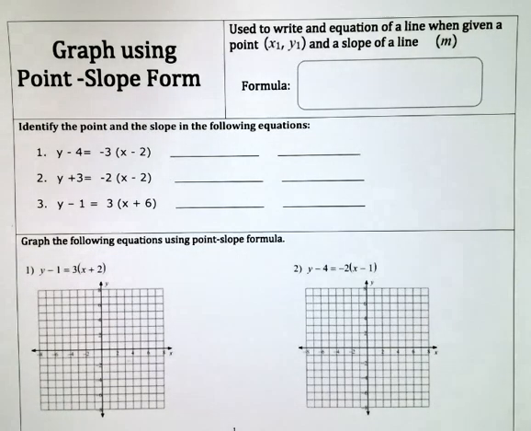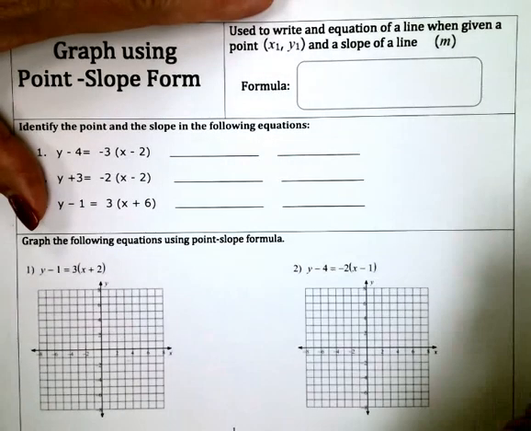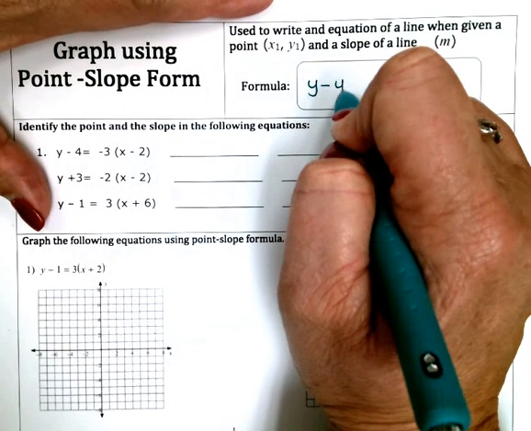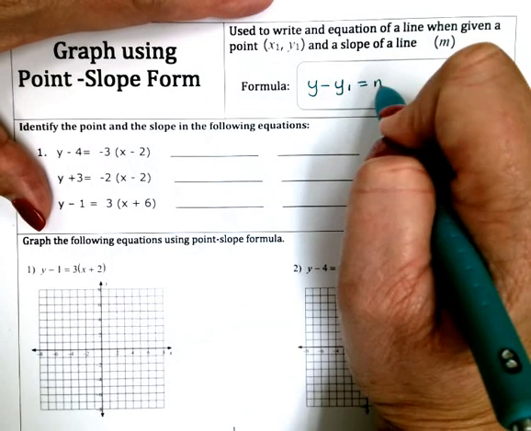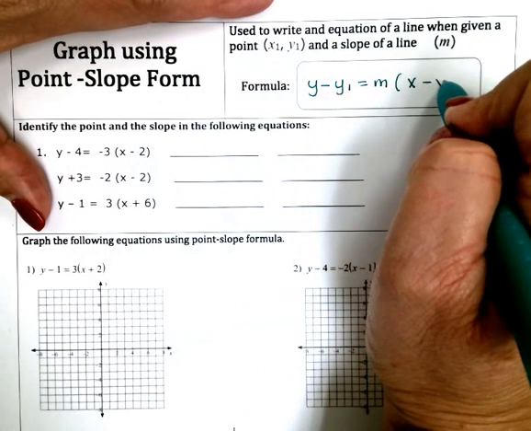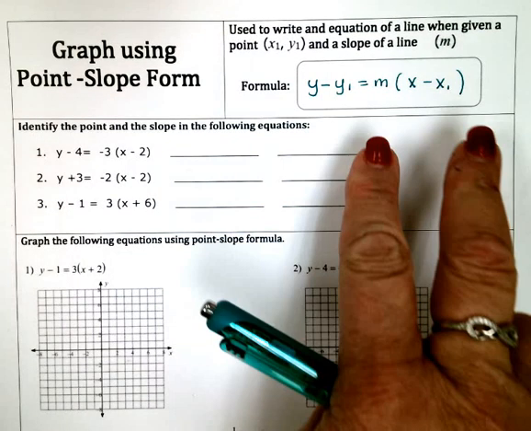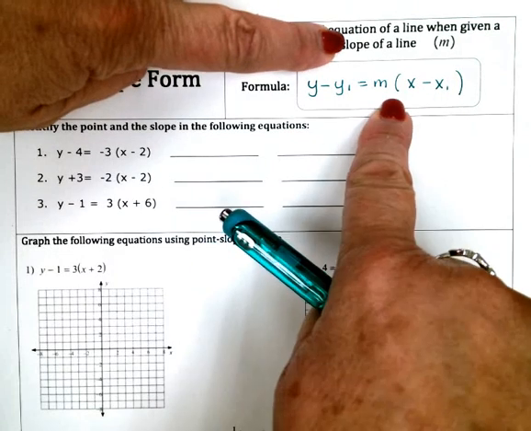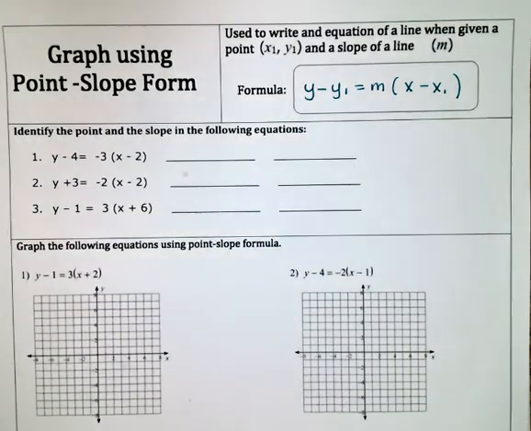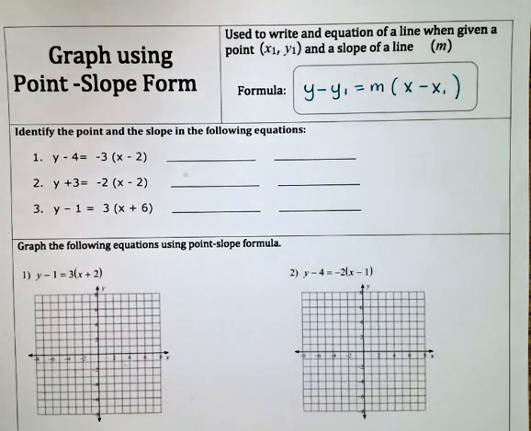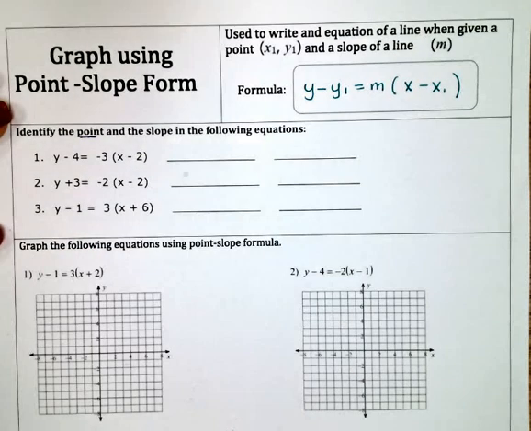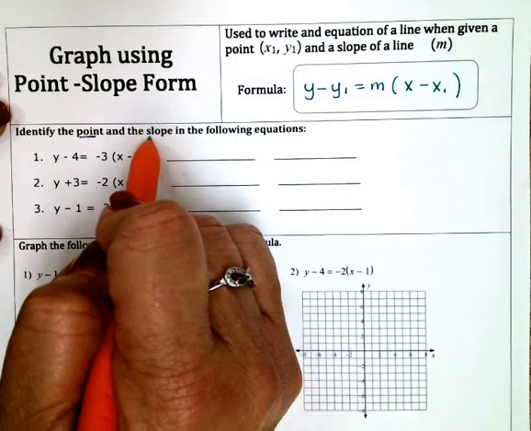of this formula. So let's talk about this formula. The point-slope formula says I have y minus y1 equals my slope times x minus x1, where (x1, y1) is my ordered pair, and the slope of my line is m. With this, we are going to identify the points in the following equations, and we're going to identify the slopes in the following equations.